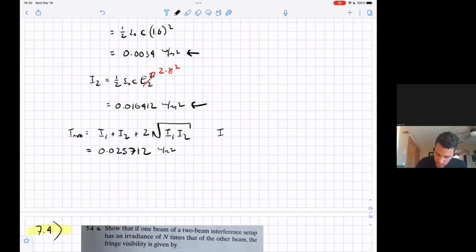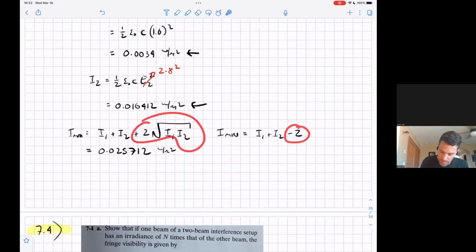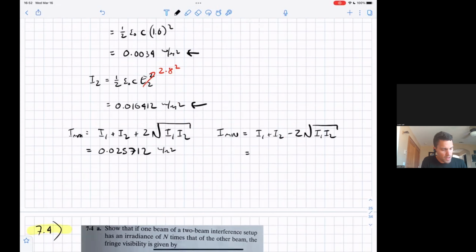Likewise, for Imin, you get I1 plus I2 minus the second term. The only difference between the two is that you subtract that second term for the min and add it for the max. Type that in and you should get 0.001912 watts per meter squared.